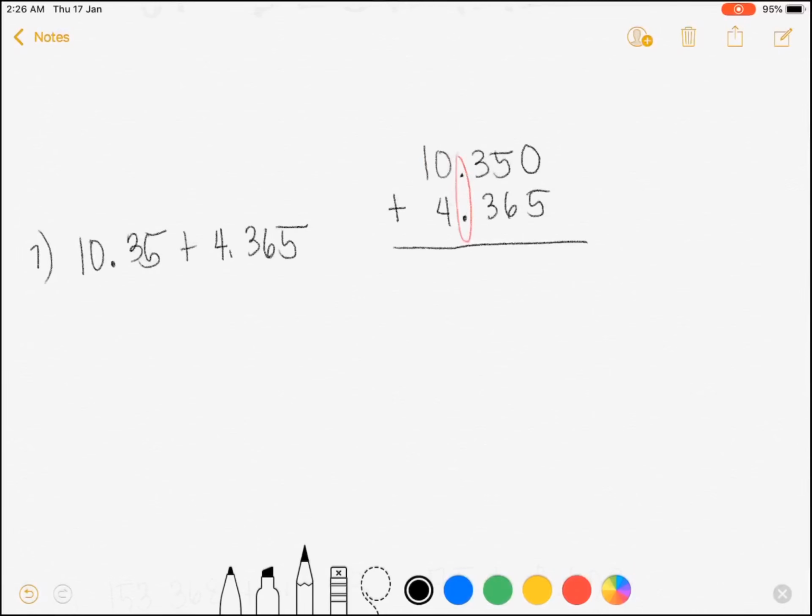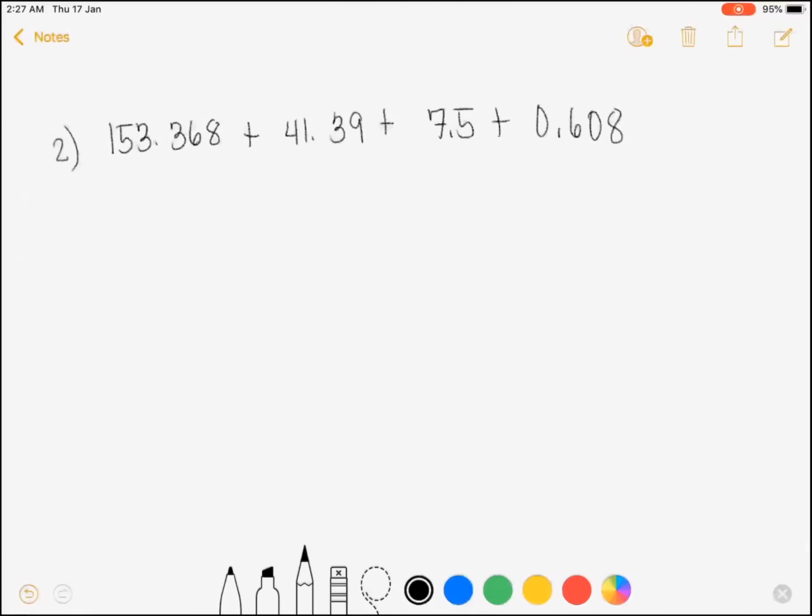So, we have 0 plus 5 is 5. 5 plus 6 is 11. Carry 1. Now, we have 1 plus 3 is 4, plus 3 is 7. And then, copy the decimal point. Then, proceed tayo sa whole number. 0 plus 4 is 4. And then, just bring down 1. So, we have 14.3715 as the answer.